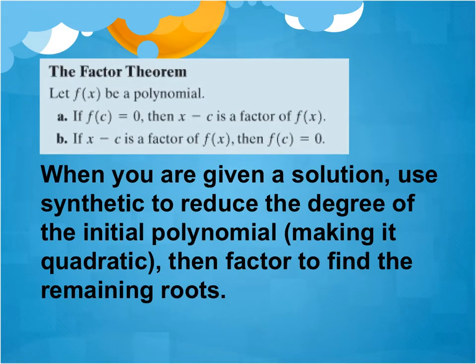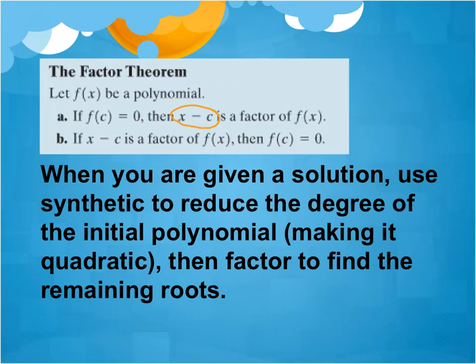Okay, the factor theorem says let f of x be the polynomial, if f of c equals 0, then x minus c is a factor of f of x. So if the remainder I get by using synthetic division is 0, then that number is called a factor. And when you list the factors, you do it like we did with yesterday's stuff. You put it behind an x.